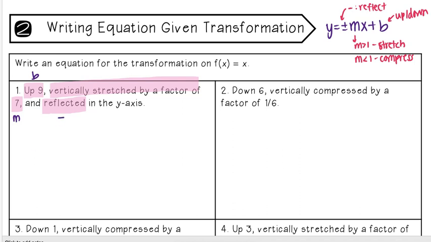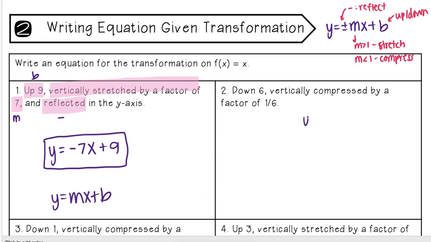And so now I'm going to put that all together to write my equation. So I have y equals, it's reflected, so I know there's a negative out in front. It's stretched by a factor of 7, so I know that 7 is my m. Remember, we're looking at y equals mx plus b. And then I have x, and then it says it goes up 9. Since it's going up 9, this is going to be a positive 9, so I'm going to add 9 at the end.